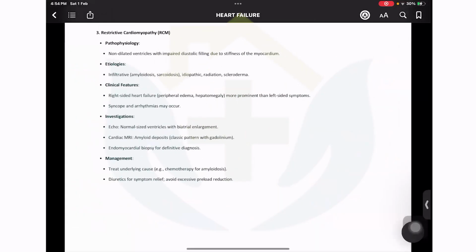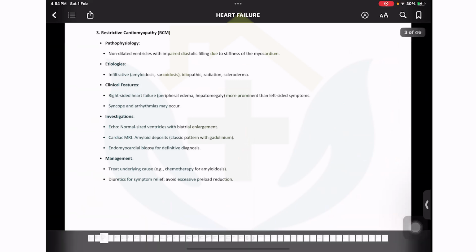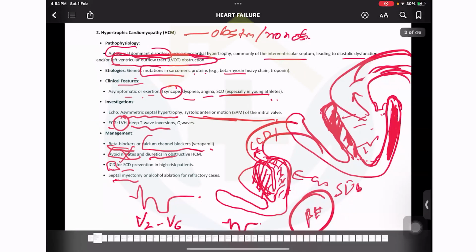Then the restrictive cardiomyopathy. Are you understanding everything? The dilated and the hypertrophic cardiomyopathy, students? Yes? Yes, sir. Good.